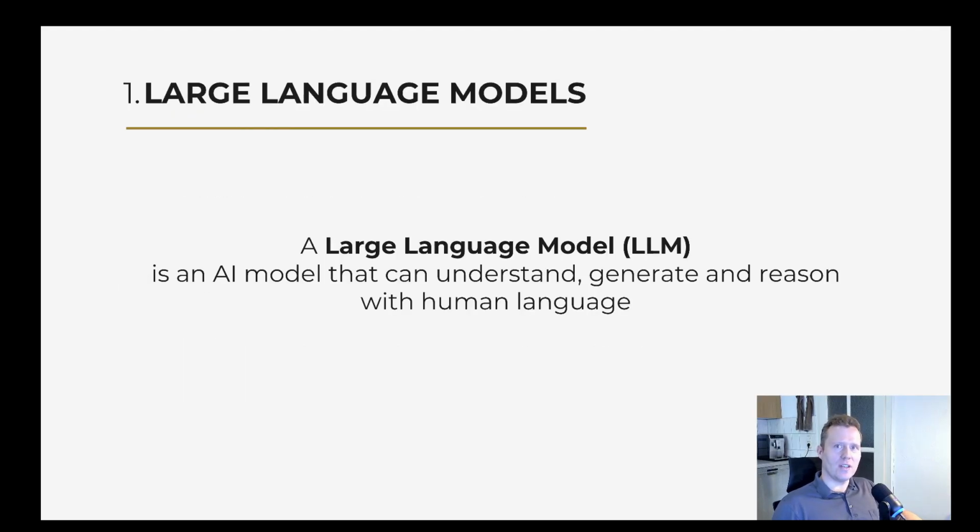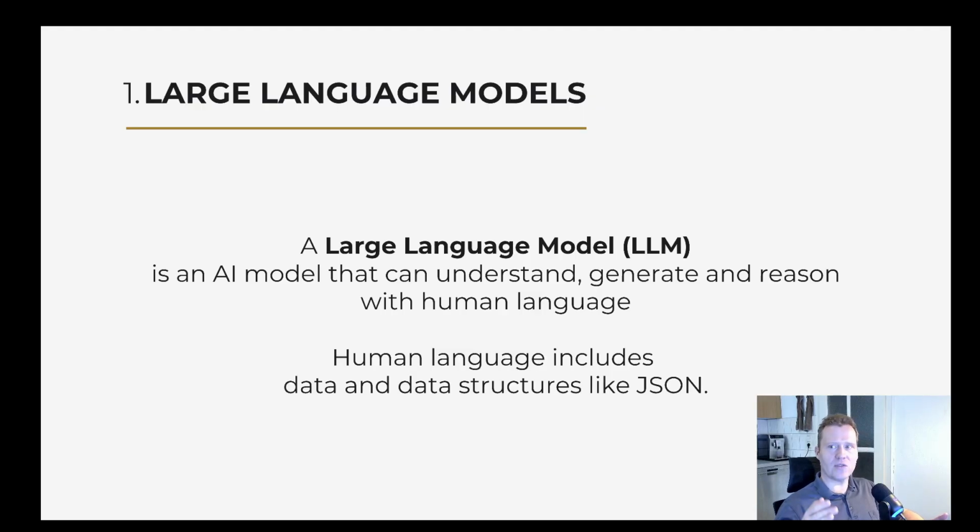A large language model, short form LLM, is an AI model that understands, generates, and reasons with human language. And human language also includes data and data structures like JSON. So this means that when we have an LLM in our workflow, we need to do less coding. Let's have a look.